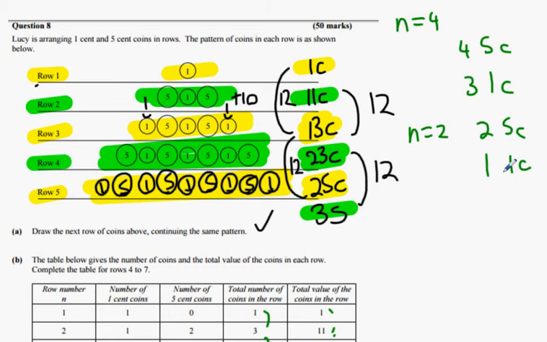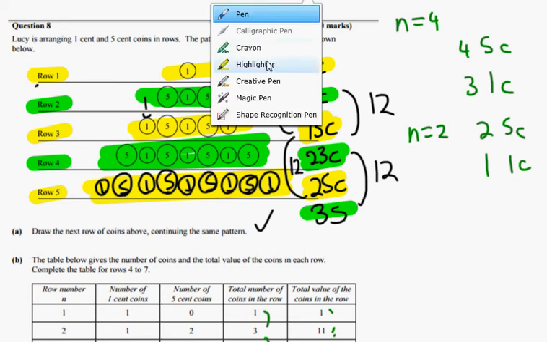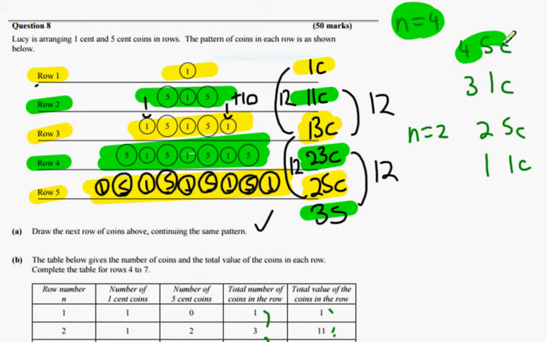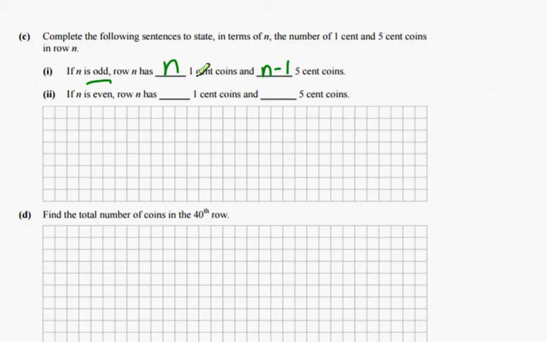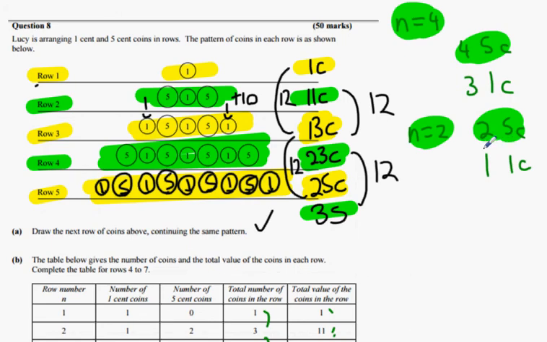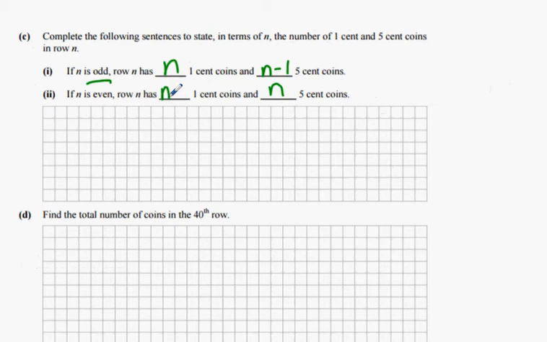What's the general gist then? For even numbers, your row number equals the number of 5-cent coins you have. So when it's a row number of 2, you'll have 2 5-cent coins. Therefore, when it's a row number of n, you're going to have n 5-cent coins, and the 1 cent coins is always 1 smaller. So that's why it'll be n minus 1 here.